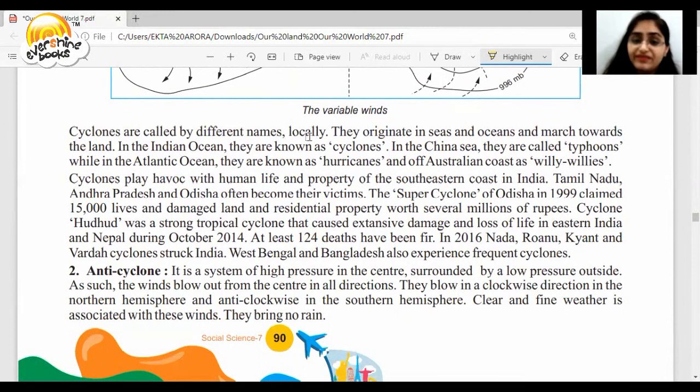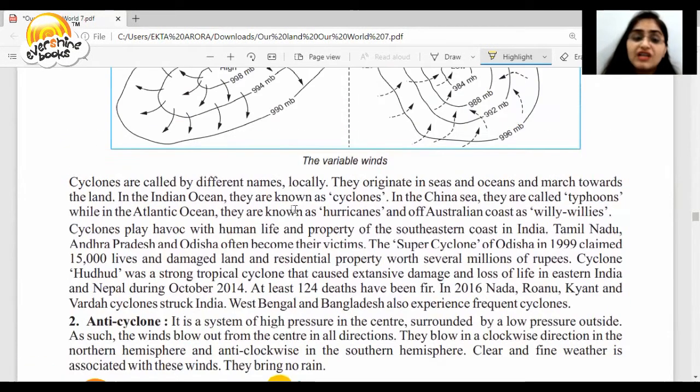Cyclones are called by different names locally. They originate in sea and ocean and march towards the land. In the Indian Ocean, they are known as cyclones. In the China Sea, they are called typhoons. They are hurricanes, willy-willies, etc.